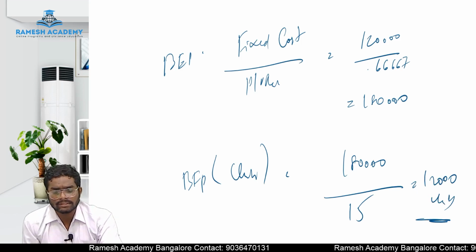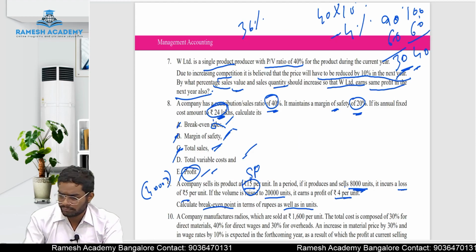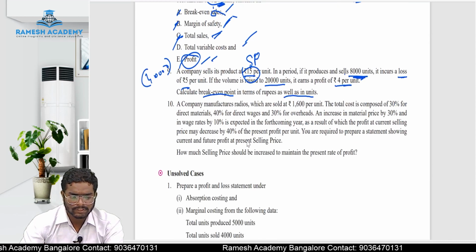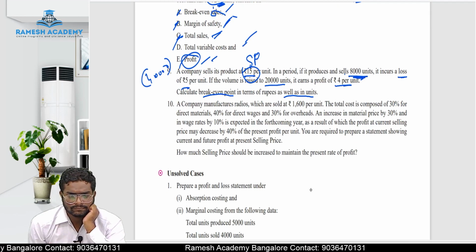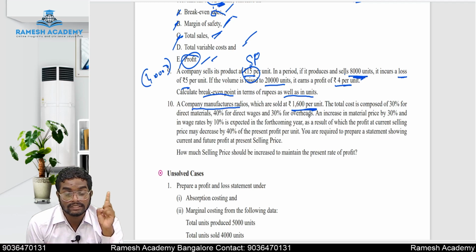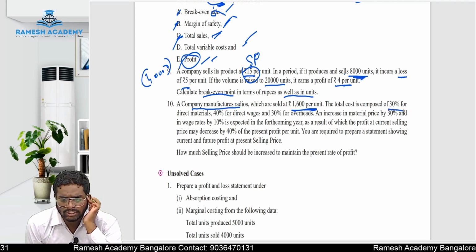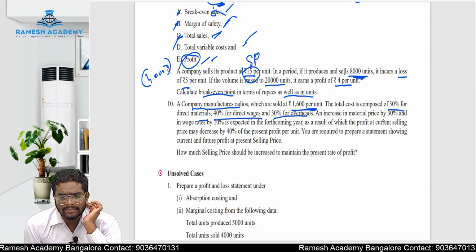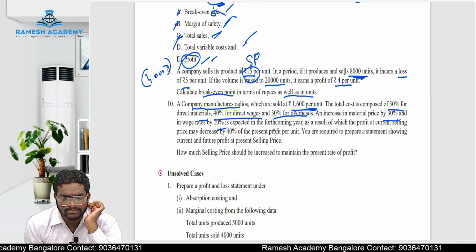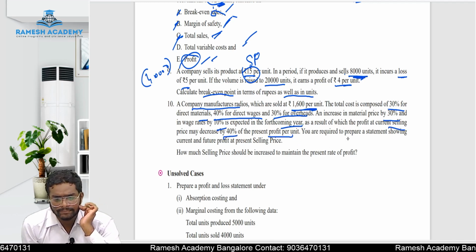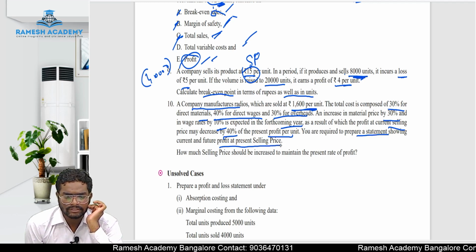Not much confusing, I guess. Now we will go to the last question of the day. 10th question. A company manufactures radios which are sold at 1600. Total cost is composed of 30% direct materials, 40% wages, and 30% overhead. An increase in the material price by 30% and wages by 10% is expected in the forthcoming year. As a result, the profit at current selling price may reduce by 40% of the present profit. You are required to prepare a statement showing the future profit at the present selling price.